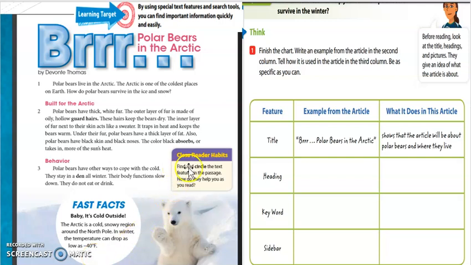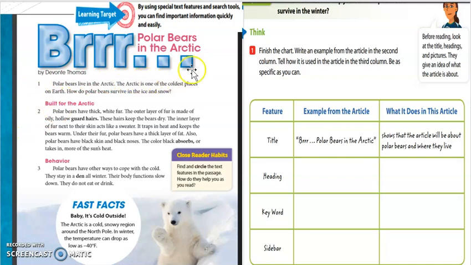Well, let's look at our close reader habits. It reads, find and circle the text features in the passage. How do they help you as you read? Well, boys and girls, let's go back and grab your packet and make sure you have a pencil. If you don't, you can always put this video on pause and go grab your packet. It's going to be week 2, day 1. Because remember, this is an extra activity. And I want you to go along with me and let's circle all the text features that we can find.